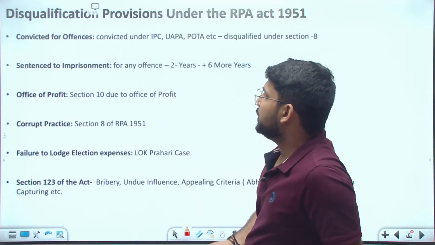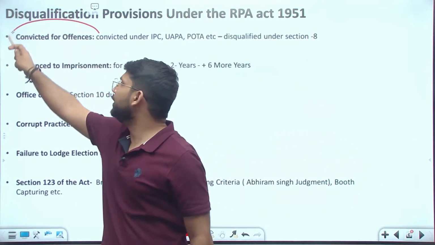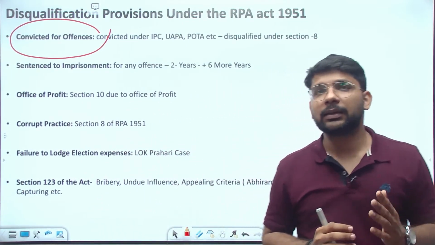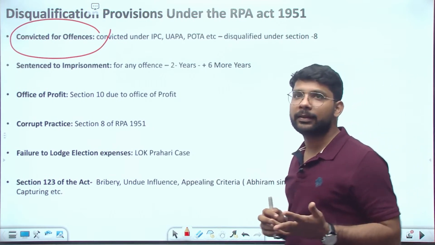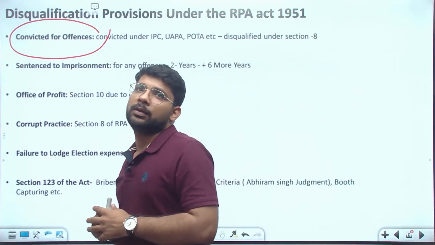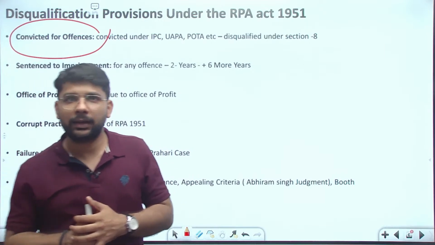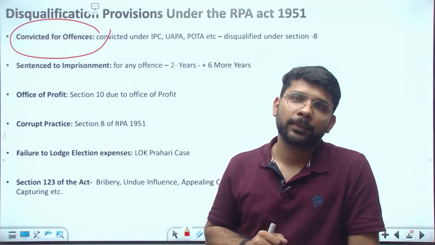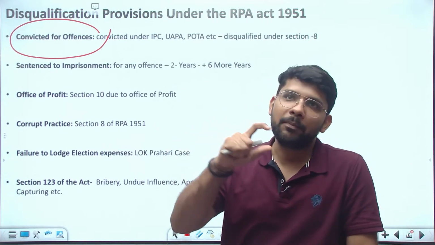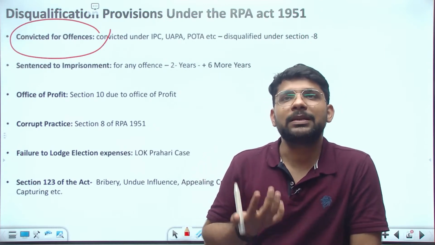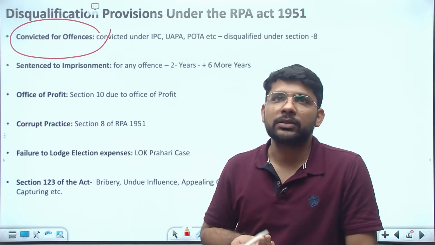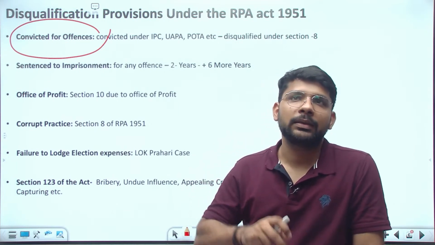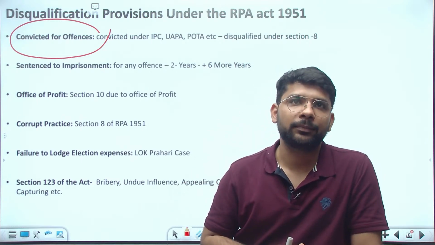So the first is conviction for offences. If any MP or MLA is convicted under the IPC, the UAPA, or the Prevention of Terrorism Act, under Section 8 of the Representation of People Act of 1951, he or she can be disqualified under the RP Act.